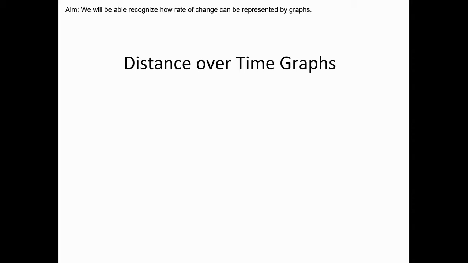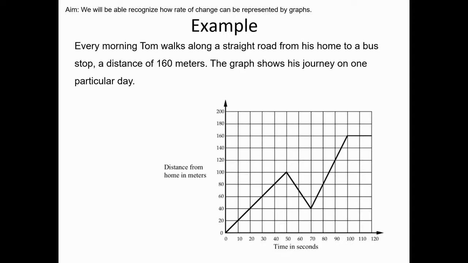So for distance over time graphs, let's take a look at an example where every morning Tom walks along a straight road from his home to a bus stop, a distance of 160 meters. The graph shows his journey on one particular day. So what we're going to do is take a look at this graph line by line and try to interpret what's going on. So let's look at the first part here.